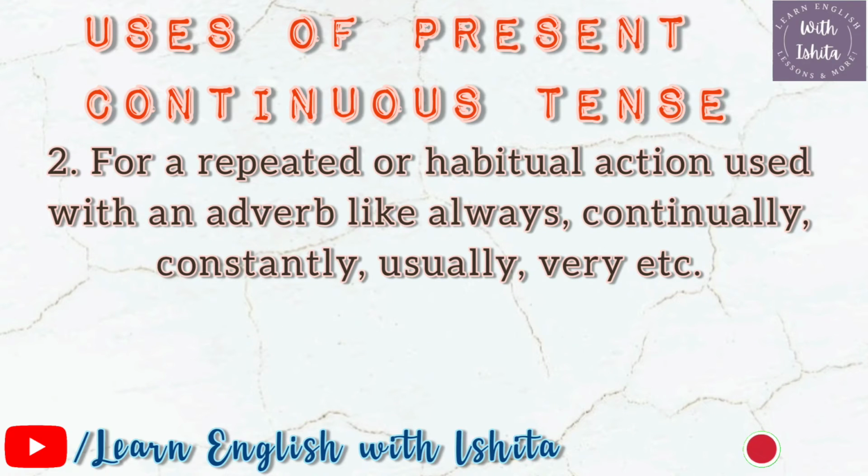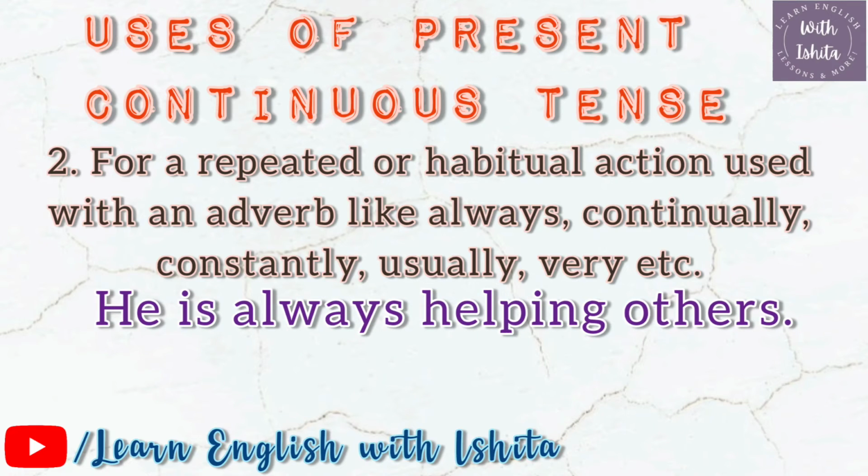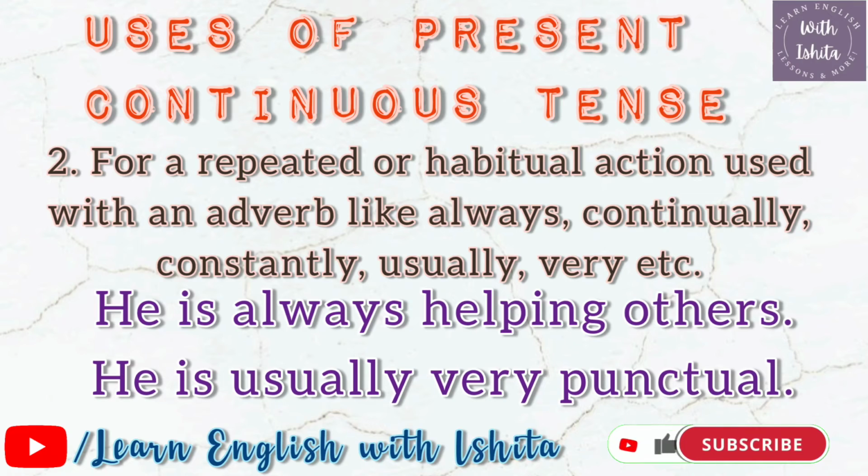Next point, which is for a repeated or habitual action, used with an adverb like always, continually, constantly, usually, very, etc. For example, he is always helping others. He is usually very punctual. They are all the uses of present continuous tense. So you need to follow these rules to construct sentences with present continuous tense.